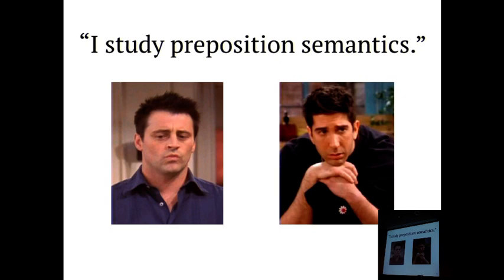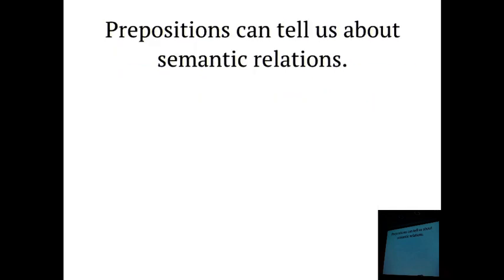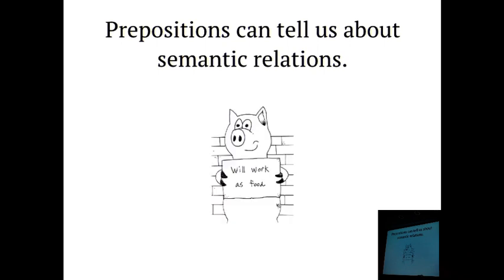The other response I get from linguists or people with linguistic training is more one of pity, because linguists have realized how complicated this category is and how it's intermixed with many different parts of the grammar, the syntax, and how a small number of function words end up doing a lot of work grammatically. But nevertheless, we're going to persist because prepositions can tell us a lot about semantic relations. Whether Wilbur is working as food or working for food makes a big difference.